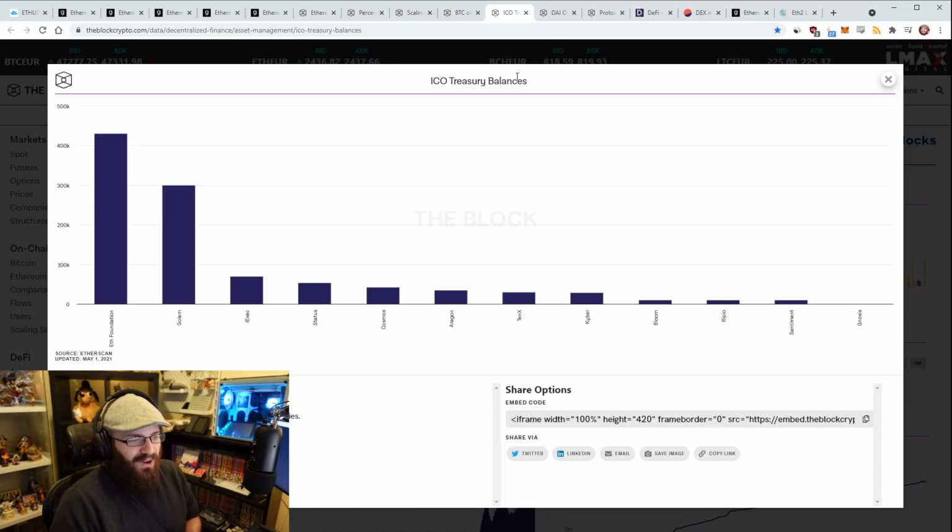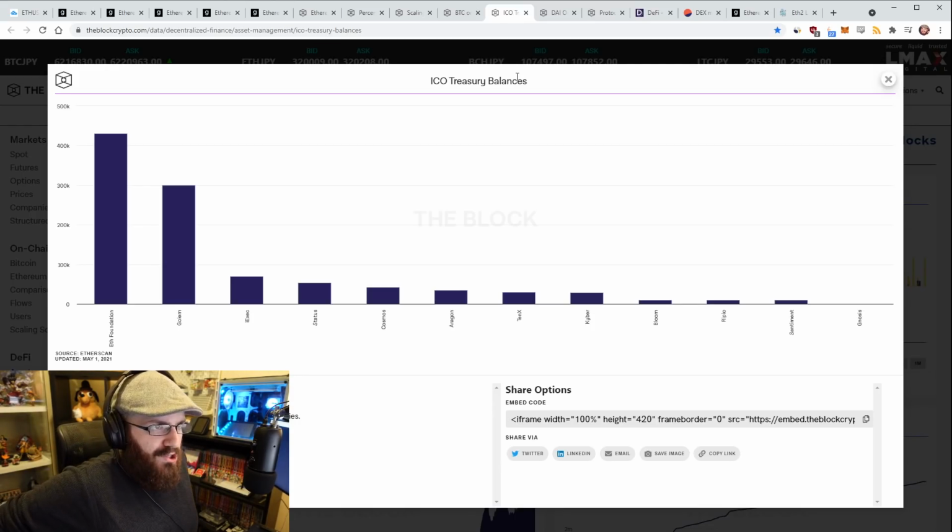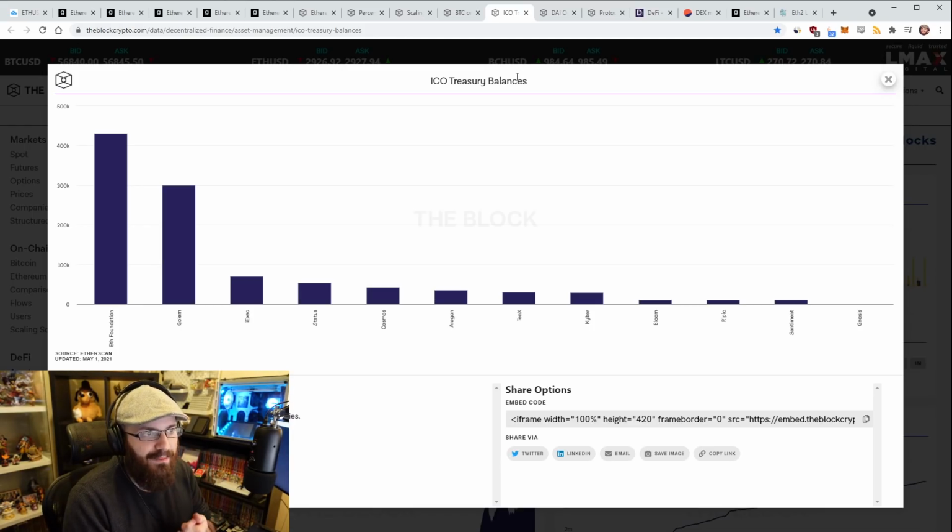So this is a fun one, and this is one that was way more relevant in, I guess, like 2017, 18, 19. But this is the ICO Treasury Balances chart, which tracks the amount of ETH in different ICO treasuries. Now, I do think that ICOs were a major driver of the bull market in 2017, and also a major driver of the bear market in 2018, especially because these ICOs had millions and millions of ETH in them, and they were selling them into the market while the market was coming down.